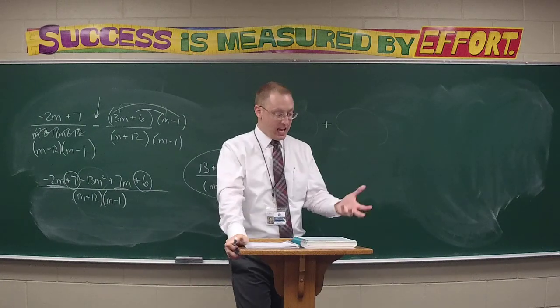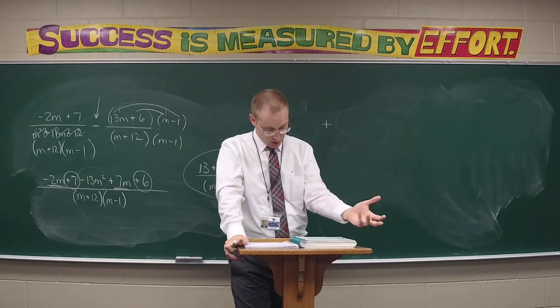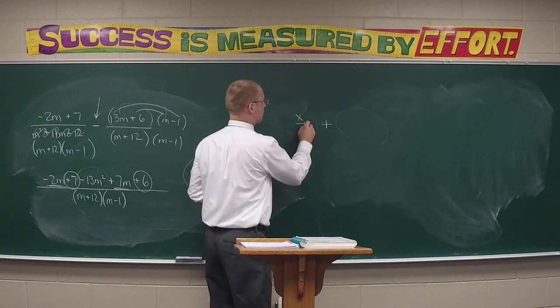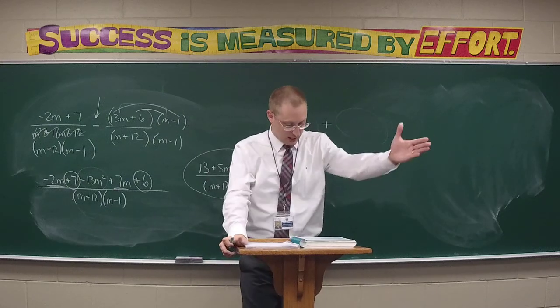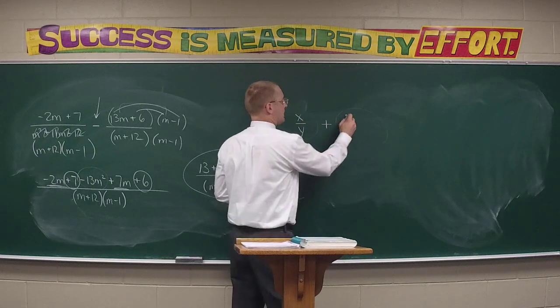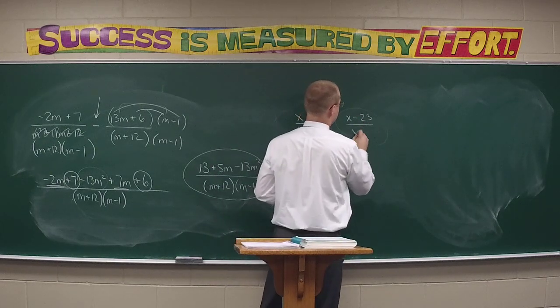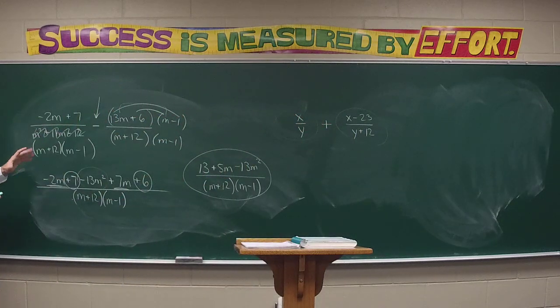And the first thing, it says the sum of the quotient of x and y. So now I'm going to get an x over y here. And then the other thing that's on the other side of the plus sign is the quotient of x minus 23 and y plus 12. And if you had to add these the way we were doing over here, you would draw a long line, put your y plus 12, and so on.